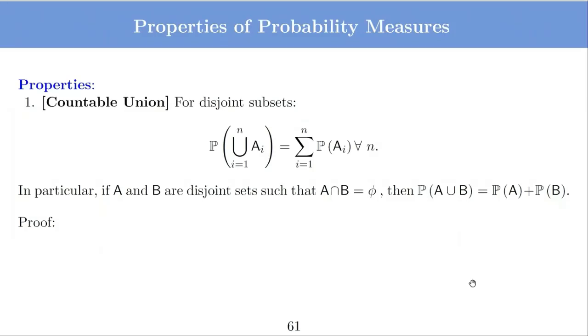In particular, when n is equal to 2, if you take two sets A and B, and of course you have to make sure they are disjoint, so A intersection B is phi.